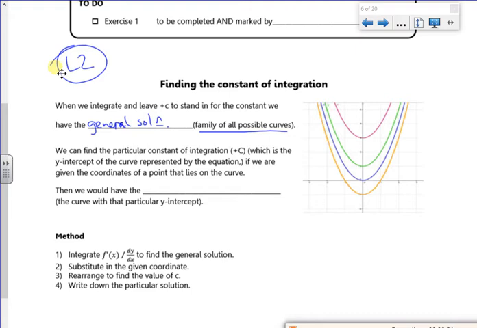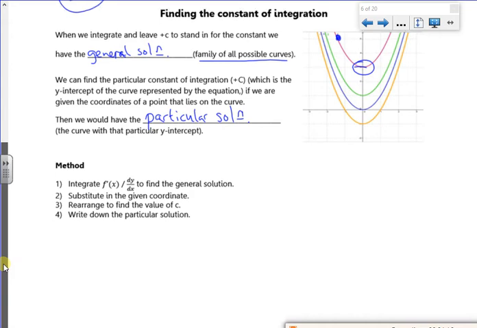Now the idea is to fix it through one specific point. If you have a coordinate that you know the line goes through, you can fix it and find your C value. And that's called a particular solution. Once again, it's not a word you'll see until this time next year, because we're doing this stuff now in second years.